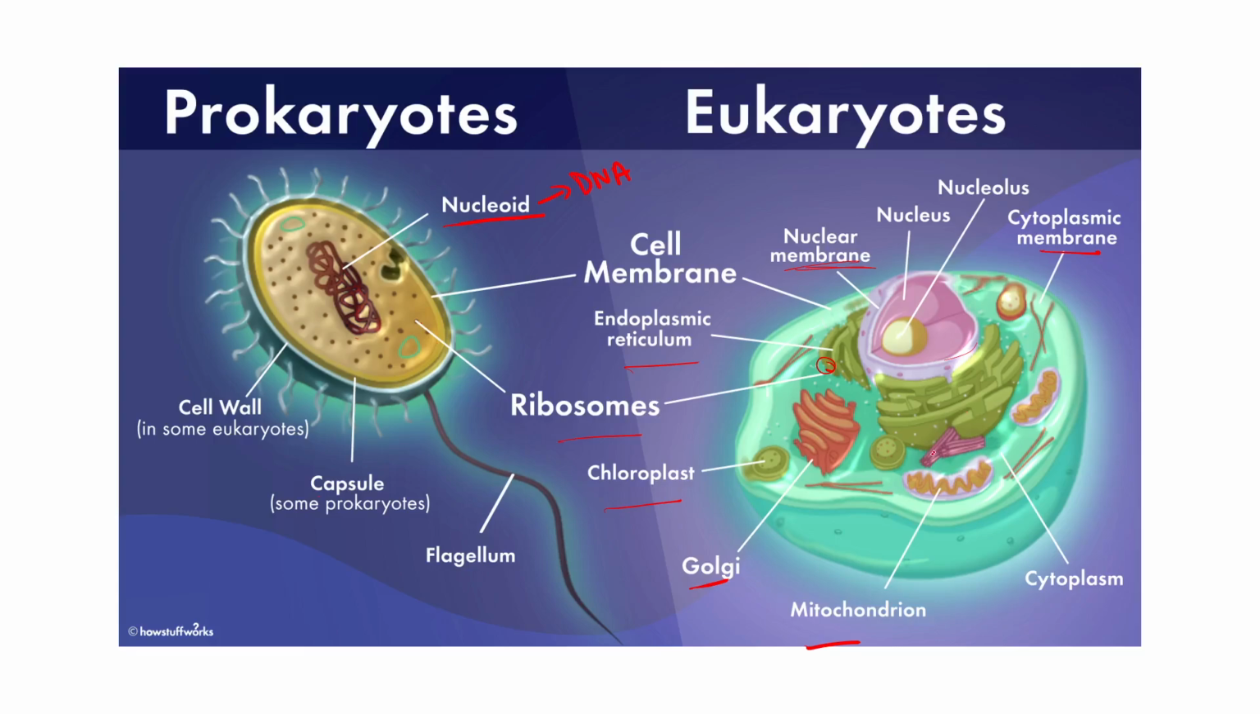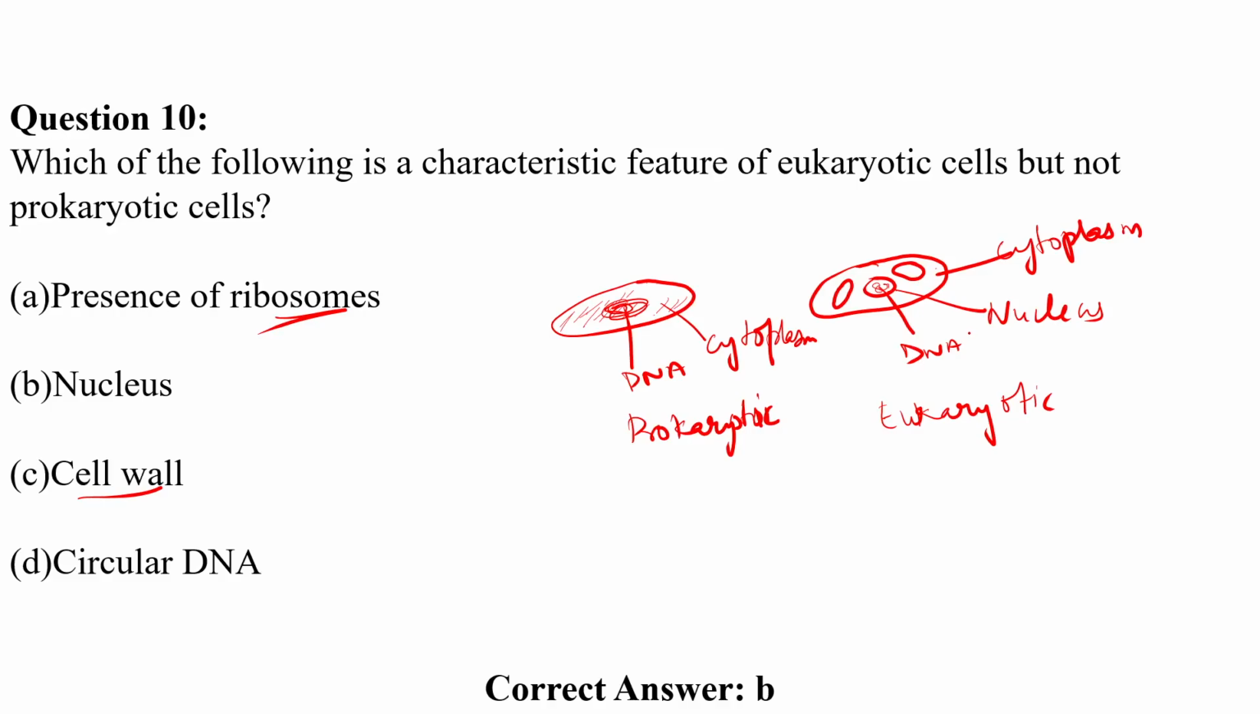These are the mitochondria, and then you have the cytoplasm inside which all these organelles are present, all these membrane bound organelles. So presence of ribosome is there in both eukaryotic and prokaryotic cells. Cell wall is also there in both eukaryotic and prokaryotic cells. Circular DNA is a characteristic feature of prokaryotes.